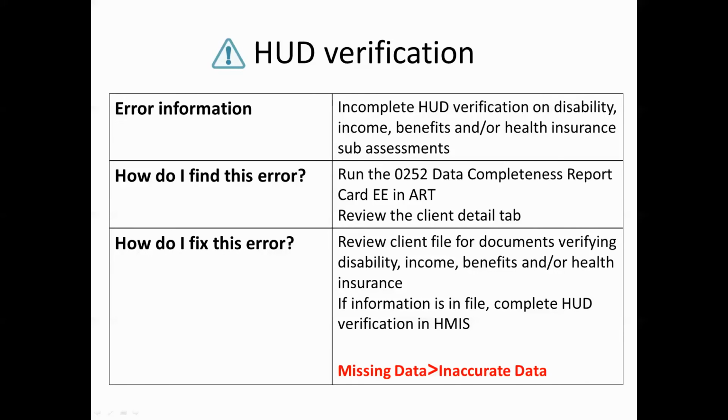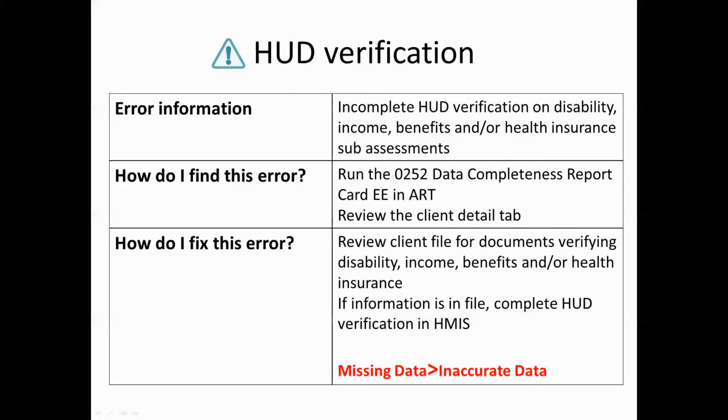In October of 2014, HUD verification was implemented in HMIS for the disability, income, benefits, and health insurance sub-assessments. An error occurs if data entered into the sub-assessments is not verified. You can find this error by running the 0252 Data Completeness Report Card in ART and reviewing the Client Detail tab of this report. To fix this error, you will need to review the client file for documentation, and that could be receipt of TANF, SSI, a doctor's note for disability, or a pay stub for employment.